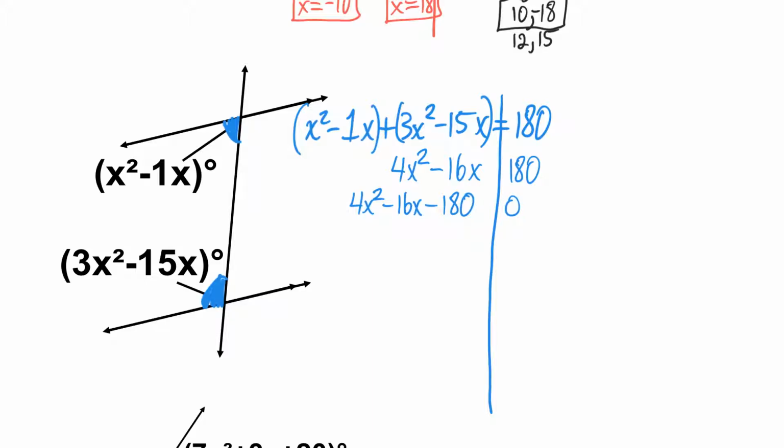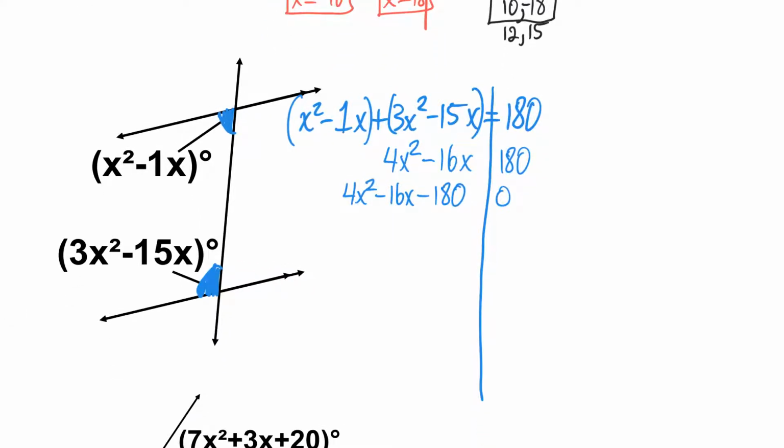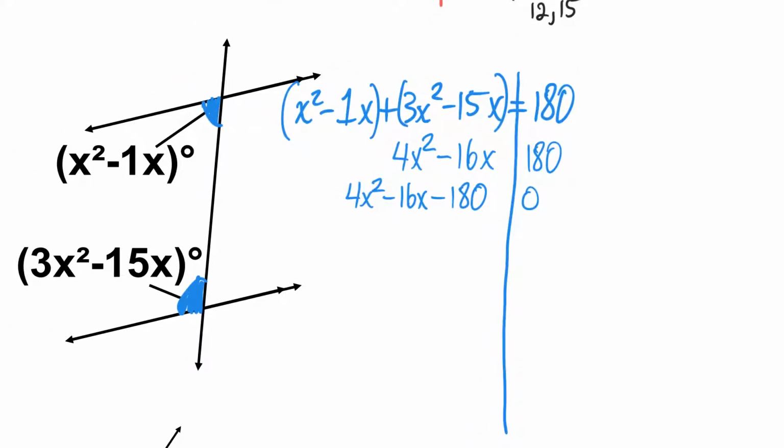Now, on this one, we have a little different going on because up here, it was just x squared. Here, we have a 4x squared. So can I pull out a greatest common factor out of those on the left-hand side there? What could I pull out? I can pull out a 4. So if I divide a 4 out of 4x squared, what does that leave? A 1x squared. If I divide 4 out of negative 16x, that's negative 4x. And if I divide 4 out of negative 180, what does that leave? Negative 45.